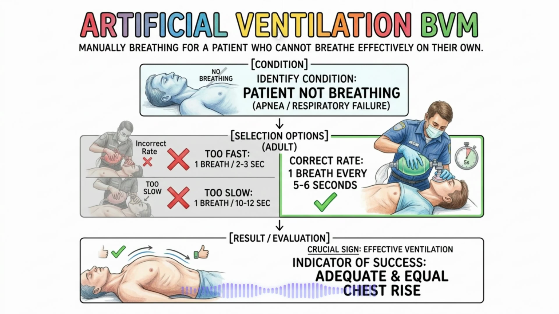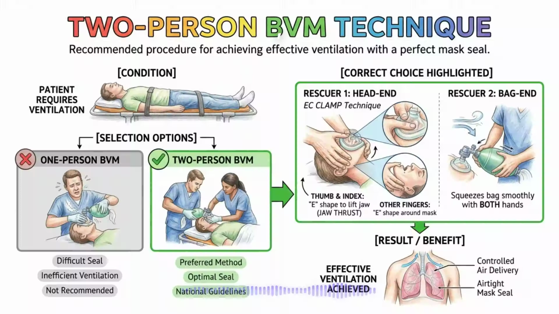A classic exam question will ask how you know your ventilations are effective, and the answer is always looking for adequate and equal chest rise. Using a bag valve mask alone can be extremely challenging, because maintaining a perfect, airtight seal on the face while squeezing the bag with your other hand is difficult. Therefore, two-person bag valve mask ventilation is always preferred and strongly recommended by national guidelines.